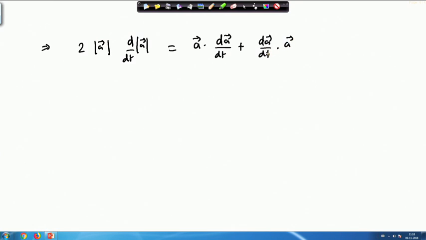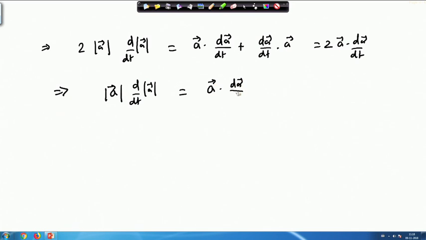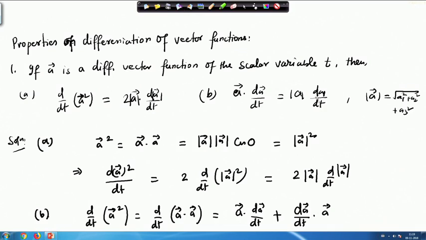Now, the dot product is commutative, so this can be written as 2 times A dot dA/dt. So, 2 will get cancelled, and therefore mod of A times d/dt of mod of A equals A dot dA/dt. This is what we needed to prove in the second result.